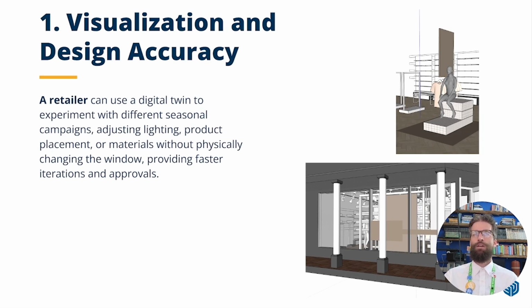All right, so let's go a little bit into the detail of this. So your digital twin that you can create, it creates visualization and design accuracy. Of course, for every campaign, you might want to adjust lighting. You might want to consider product placement. You want to look at how different materials will look in the window dressing, how different materials will behave in the different store environments. And so you can use your digital twin for incredibly fast iterations and approval processes.